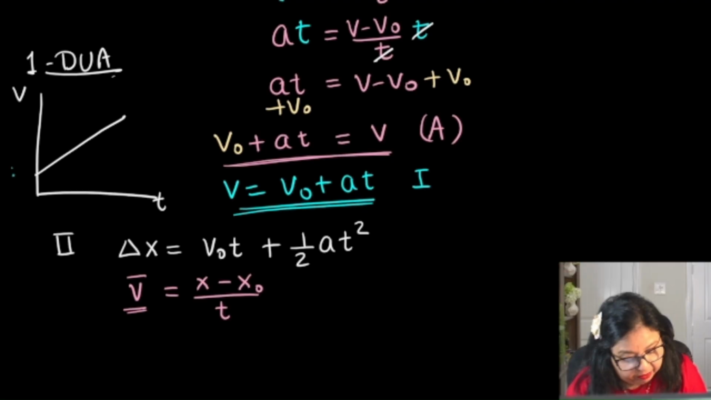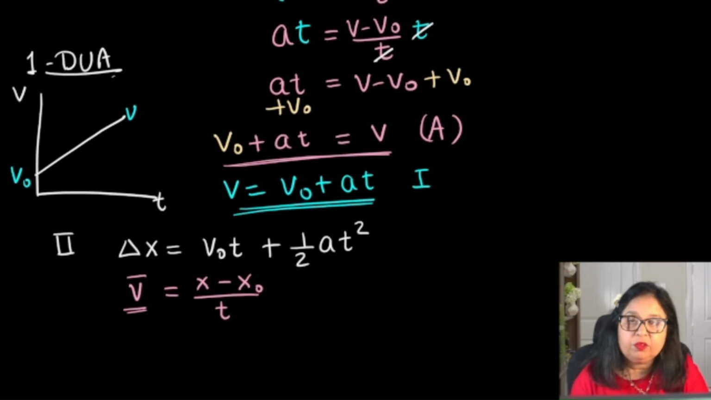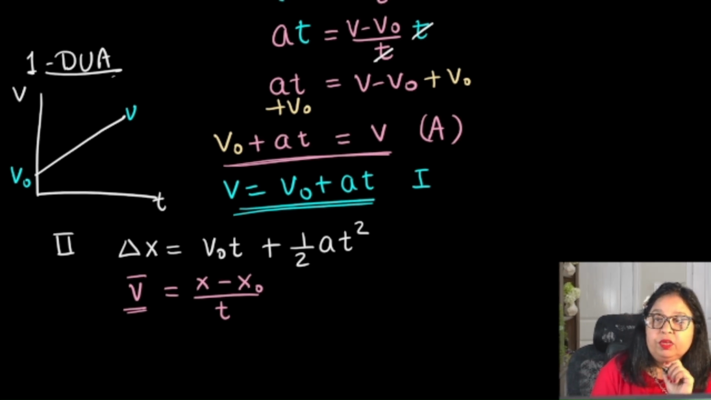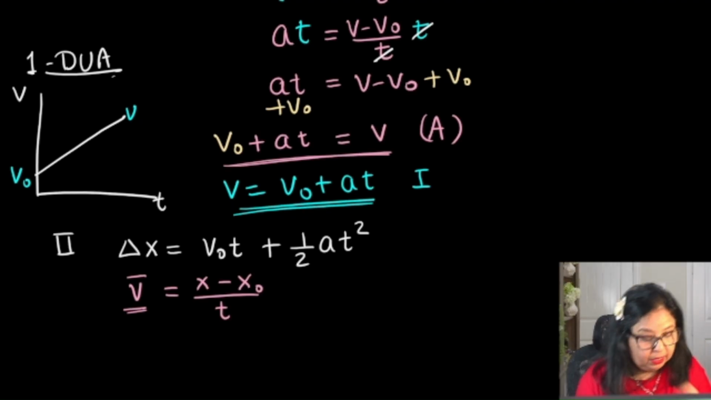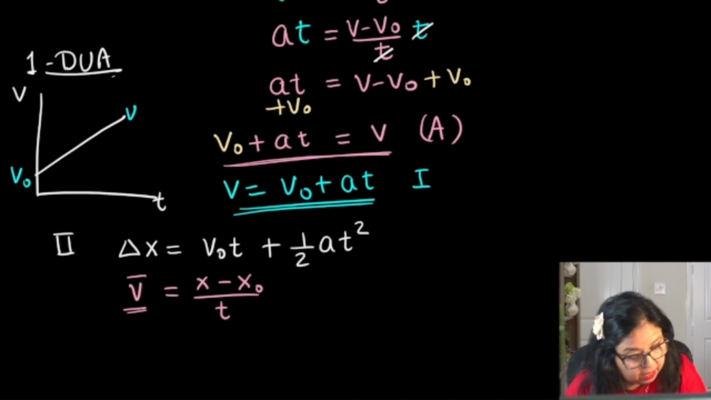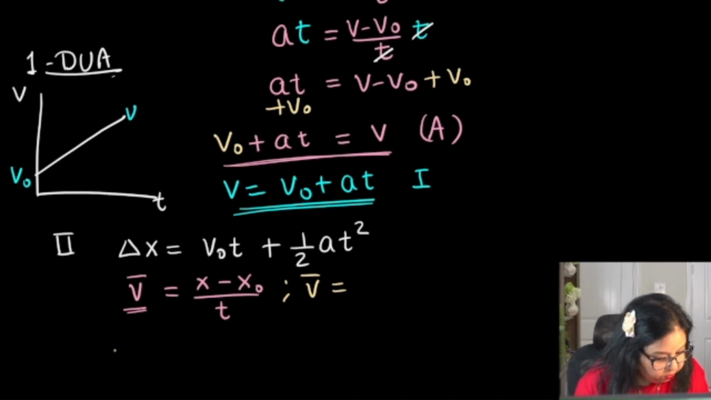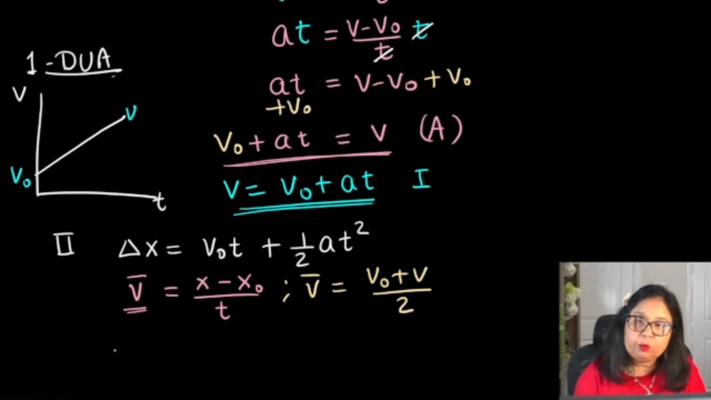And in this diagram here, this is V naught, initial velocity. Here's your final velocity. Given this initial value of velocity V naught and the final value of velocity V, what is the value of the average velocity V bar in terms of V and V naught? That is going to be V bar equals V naught plus V divided by 2.